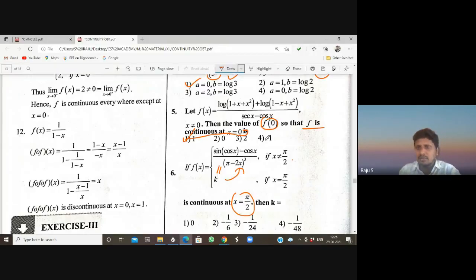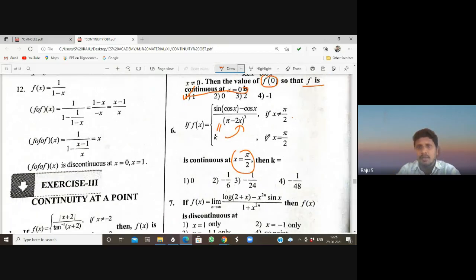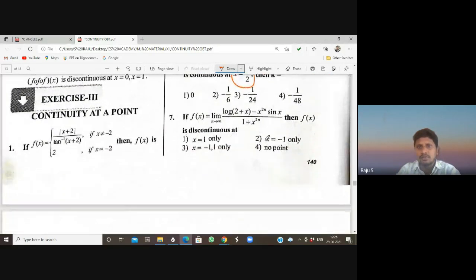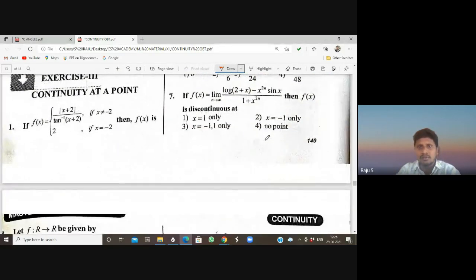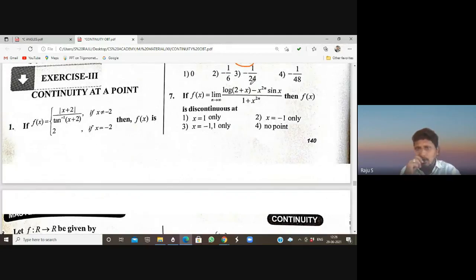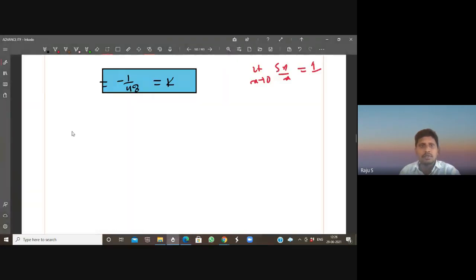Okay, students, coming to the next question. I hope that you understood this question. Let us go for the next question. I think it is a logical question, the 7th one. Can you tell me the function value? What is the function they have given?